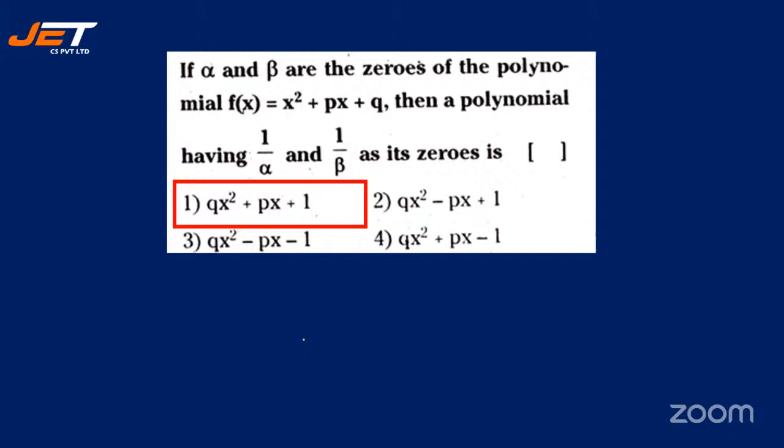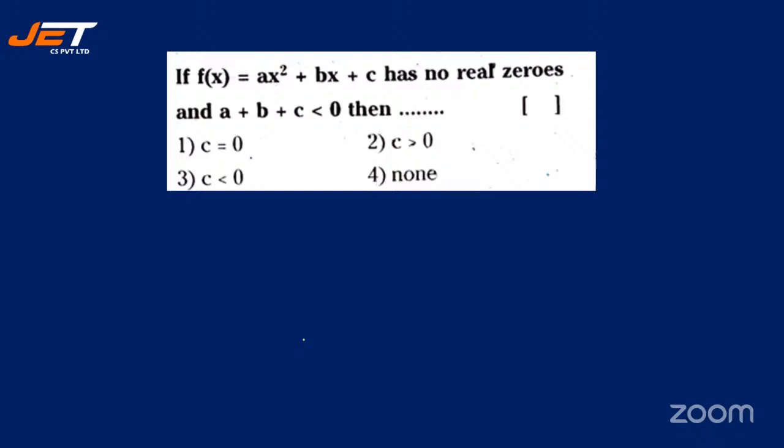It is option 1. Qx square plus px plus 1. All right. Yes. See the next question. If f of x is equal to ax square plus bx plus c, it has no real zeros, and a plus b plus c is less than 0, then dash. Okay. F of x is equal to ax square plus bx plus c. It has no real zeros, and a plus b plus c is less than 0, then obviously c is also less than 0. So option 3 is the correct one.